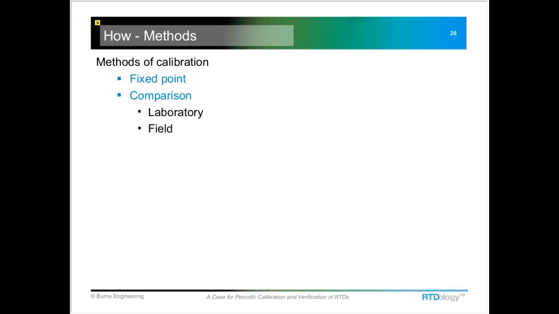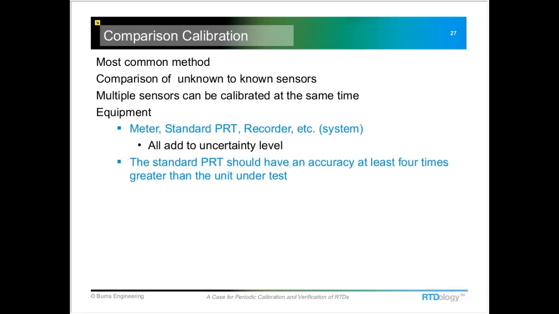Now we talked about just doing this ice point check for a verification. When we get into a calibration, we can either do it as a fixed point or a comparison. Comparisons can be done in the laboratory or in the field. Fixed point, you're pretty much limited to doing it in a lab. It takes a long time. It can be very expensive, and the fixed points need to be treated quite gingerly. So usually doing that in the field is not possible.